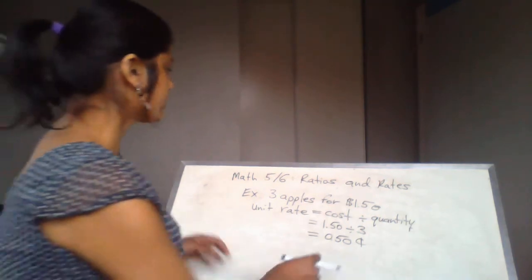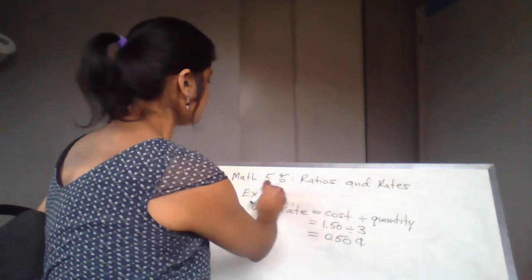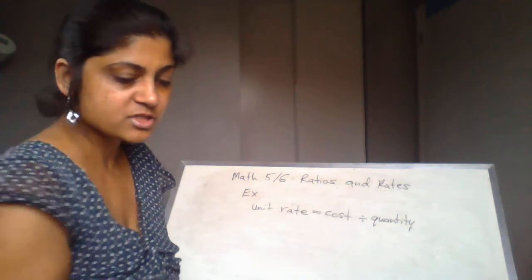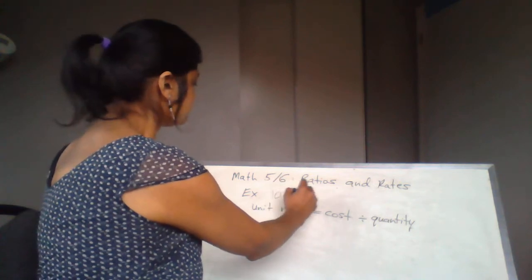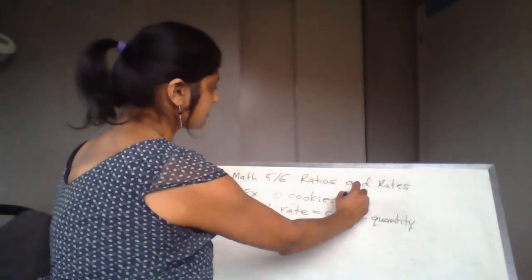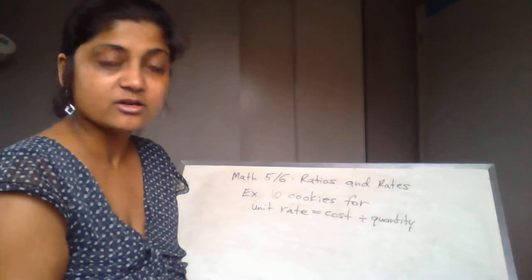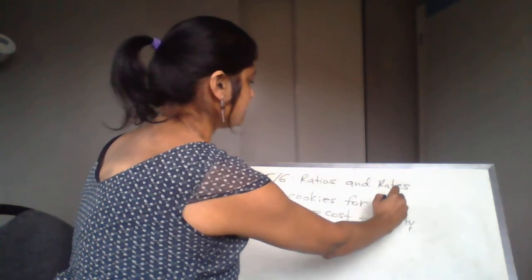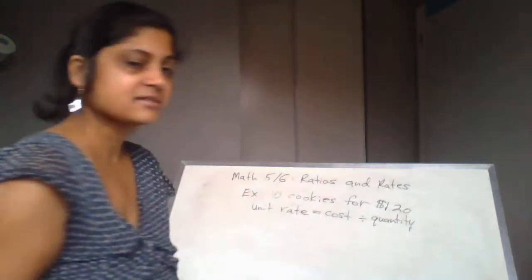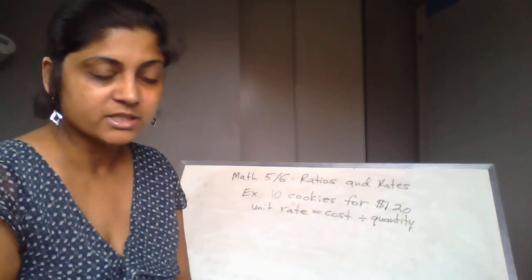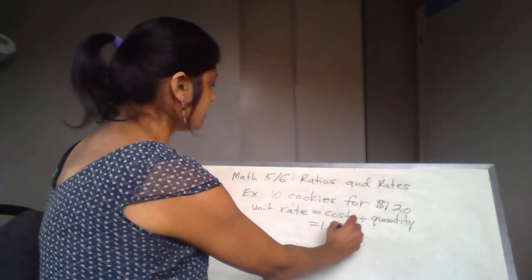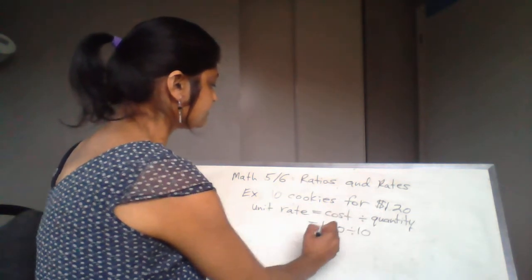So let's try one more here. So I'll just take off the top part, okay? So we are going to try 10 cookies. Okay, and 10 cookies are costing $1.20. So let's put that right here. So $1.20. So one more time, we are going to calculate the unit price, okay? So I'm going to do the cost, so 120 divided by 10.